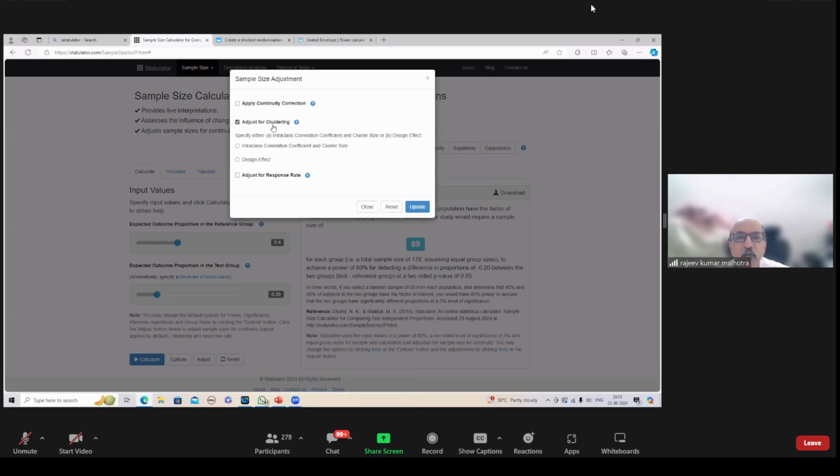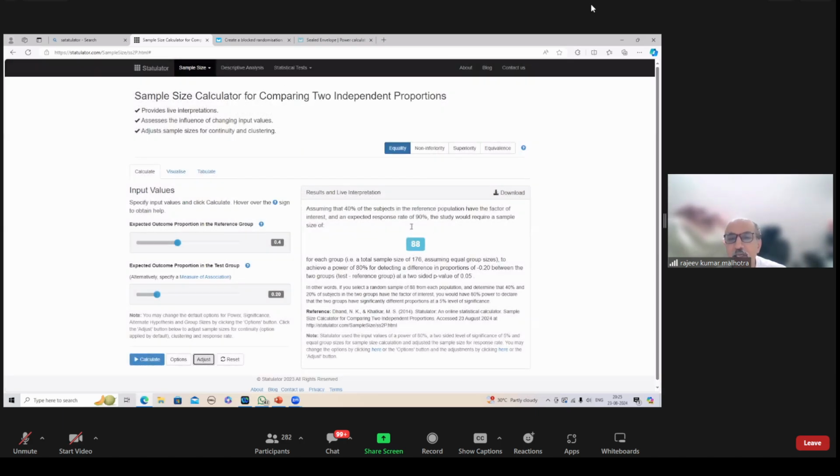Second thing is the adjustment for clustering. I have already explained that the adjustment is there. Then about the response rate. Here you have to be clear that this is the response rate, not the non-response rate. So whatever the non-response rate is, you take one minus that. If your attrition is 10%, that is, non-response is 10%, you have to put 90 here. In that case, your sample size will increase. It is automatically divided, n divided by 1 minus L. So this is the method for calculating the sample size for proportions.